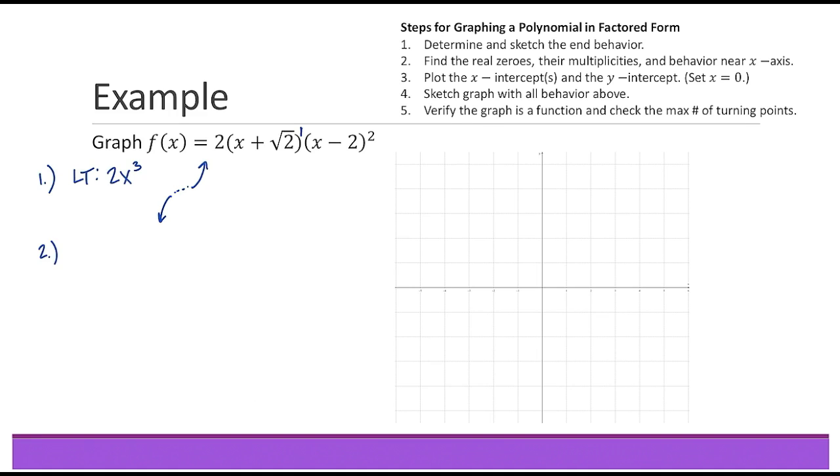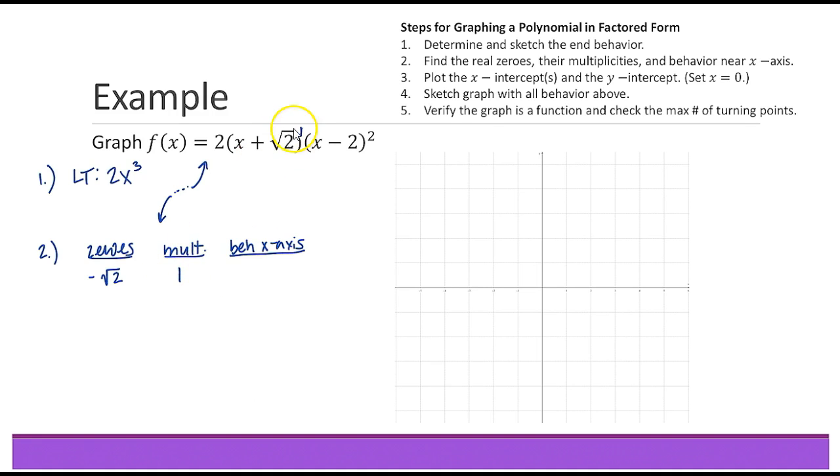So what we're going to do is create a little table to organize our thoughts here. I'm going to put the real zeros, their corresponding multiplicities, and then their behavior near the x-axis. So 2 doesn't have any x's with it, so that's not going to give me any zeros. So here, x plus radical 2. One of the real zeros will be negative radical 2, because remember, I would set this factor equal to 0. We should be able to do that in our head. The multiplicity is 1. So the behavior near the x-axis is that it's going to cut through the x-axis.